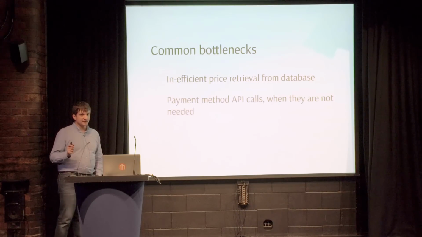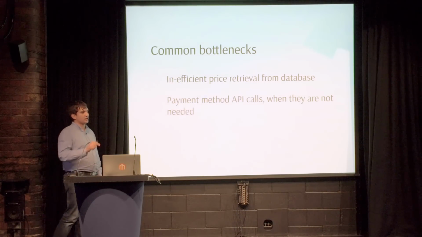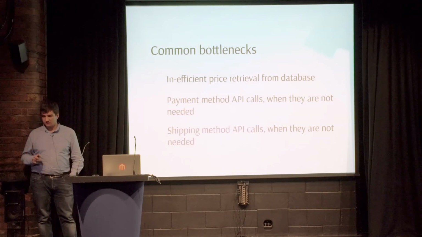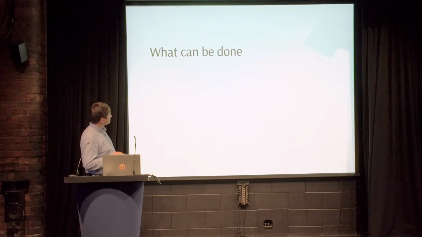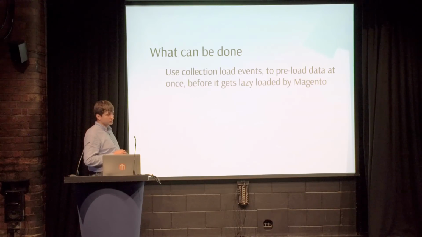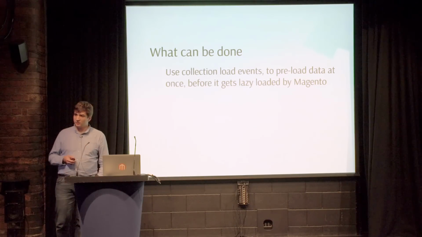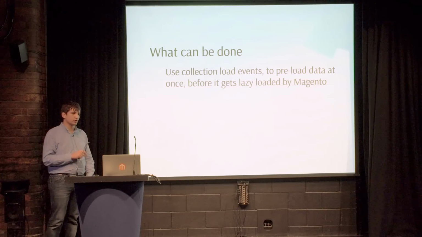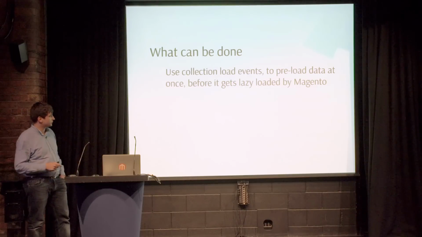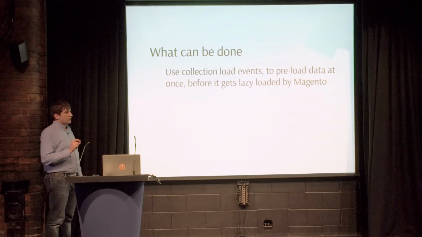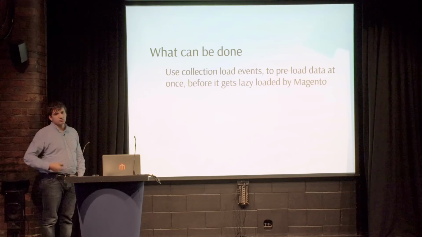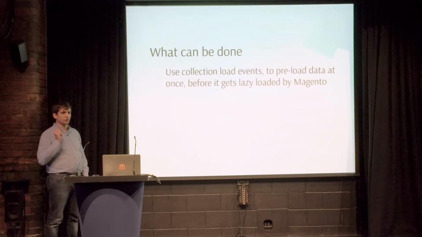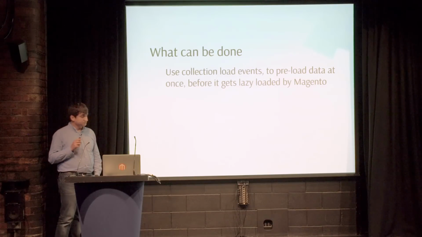Also, you have some payment methods that are actually doing API calls where they are not needed. And shipping methods do the same thing as well. So to pinpoint these problems, first of all, you need to use some kind of collection load events. If you are working with checkout, you probably know that all the products are loaded on some special event into the quote items, right? So you can take this event and preload the data that later on will just be reused by Magento without lazy loading. So you can preload all the tier prices, you can preload all the catalog rule index and so on.